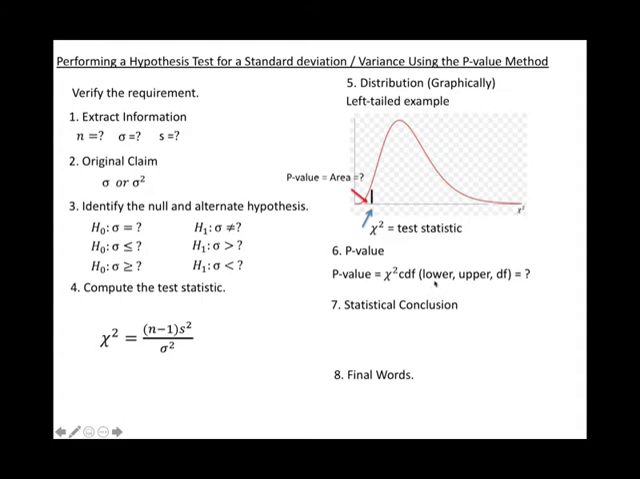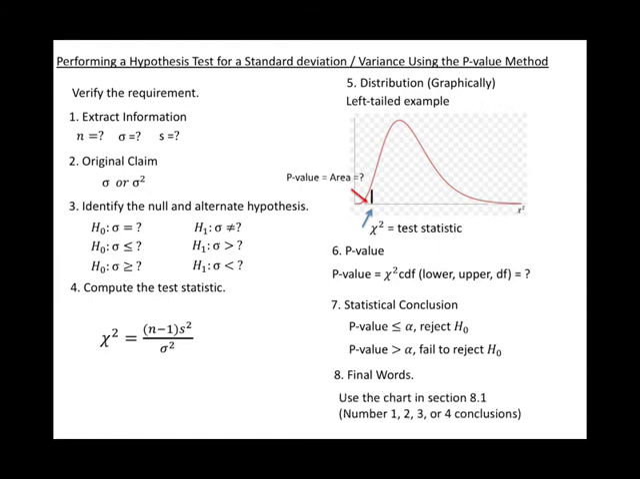Okay, one more time. When you're working on the left tail example, you don't want to put the negative 1e99 for your lower value. Instead, you're going to put in the 0 here. Okay, 0, test statistic, and then the degree of freedom. After you find the p-value, you want to compare with your significance level. If that's less than or equal to, you're going to reject. Strictly greater than, that will be fail to reject. Okay, final words. Use the chart in session 8.1, the 1, 2, 3, 4 conclusion.